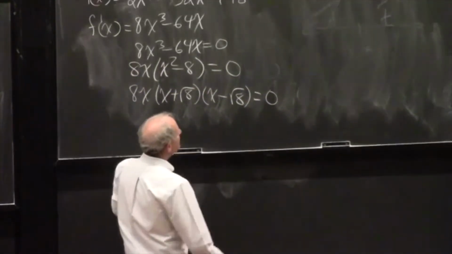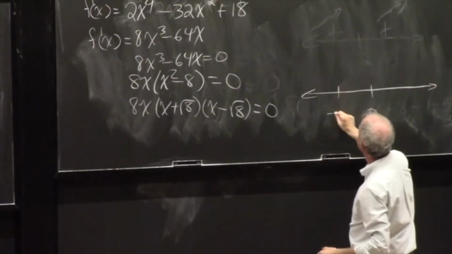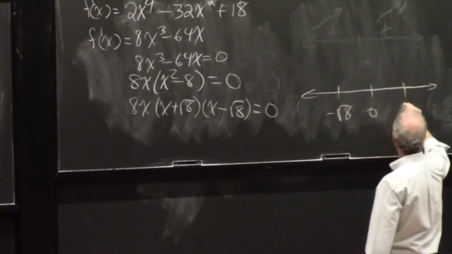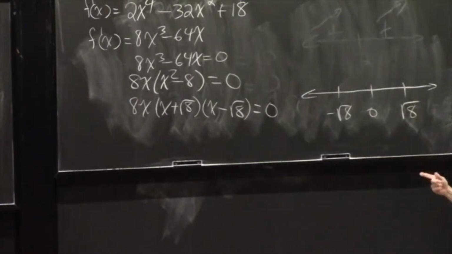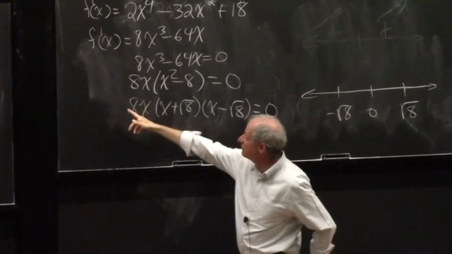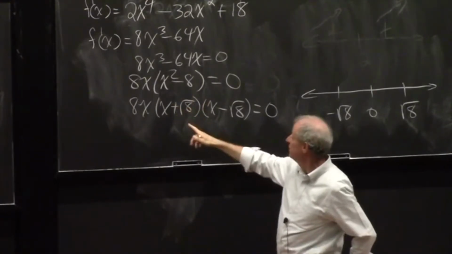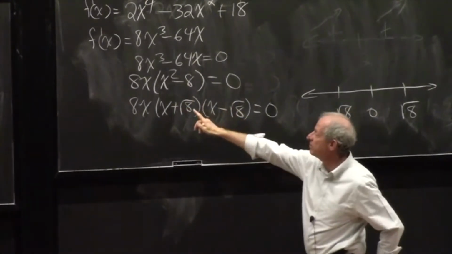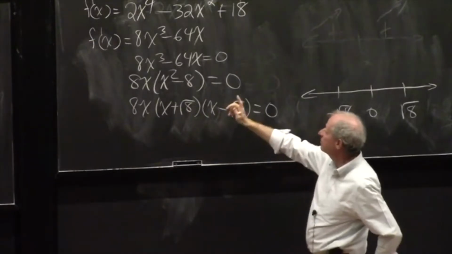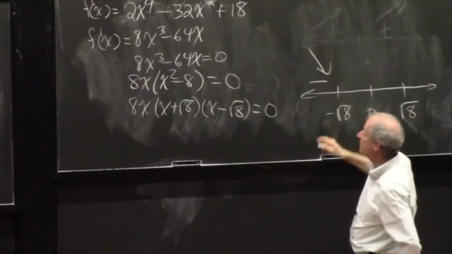So now let's sign test that. We've got 0, negative square root of 8, positive square root of 8. As I said, square root of 8 is less than 3. So let's try negative 3. If I plug in negative 3, negative 24 is negative. Negative 3 plus 8 will be negative. Negative 3 plus the square root of 8 will be negative. Negative 3 minus the square root of 8 will be negative. 3 negatives makes a negative. Graph's going down.